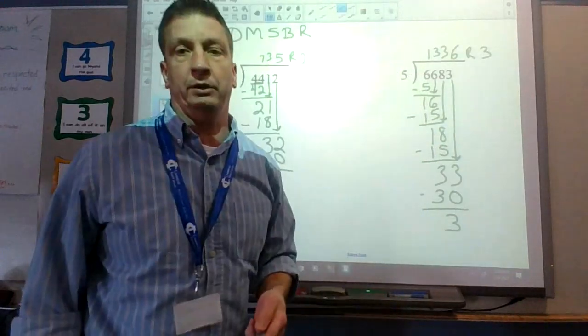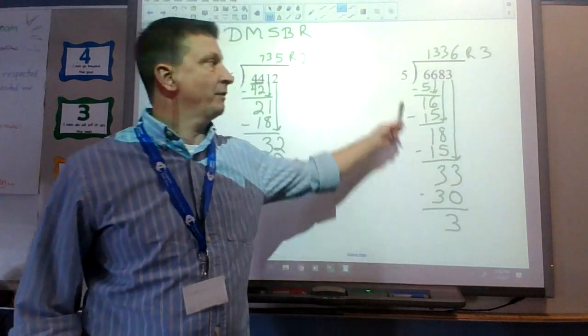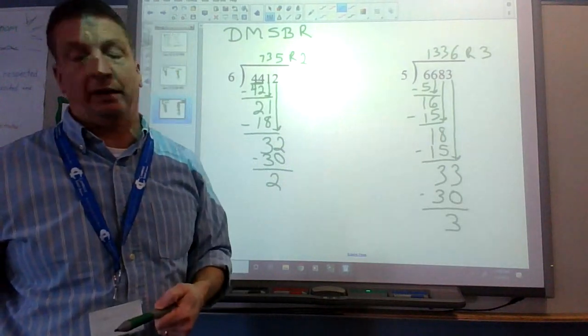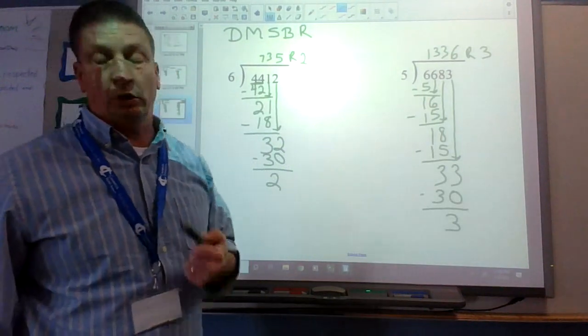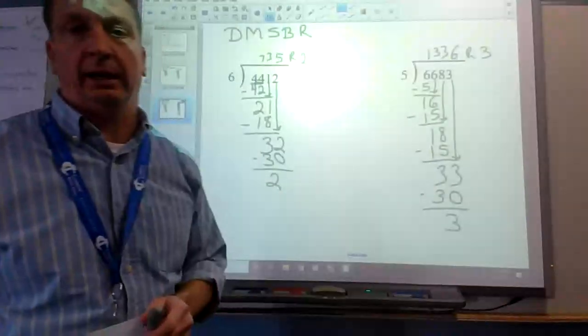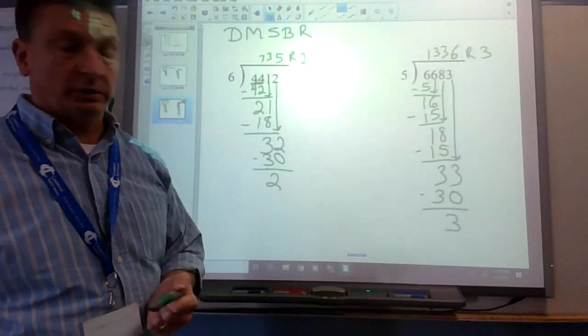And just a reminder, your remainder can never be bigger than your divisor. If your remainder is larger than your divisor, then you know that you made an error, because you should have been able to divide that out if your remainder is larger.